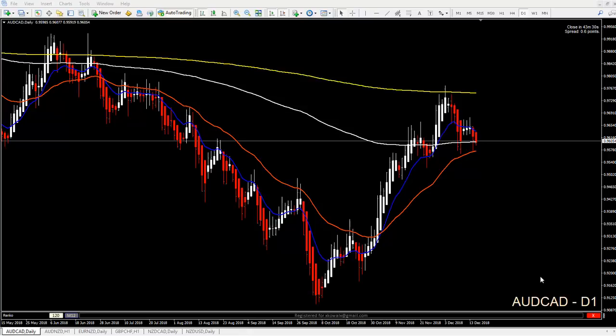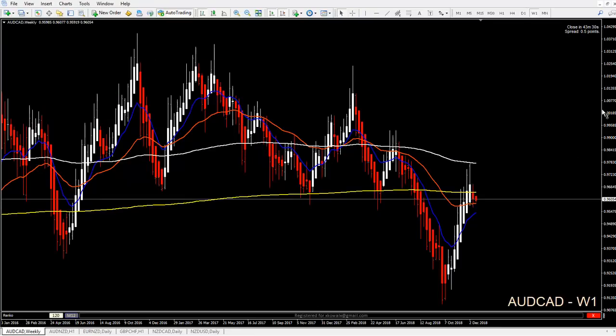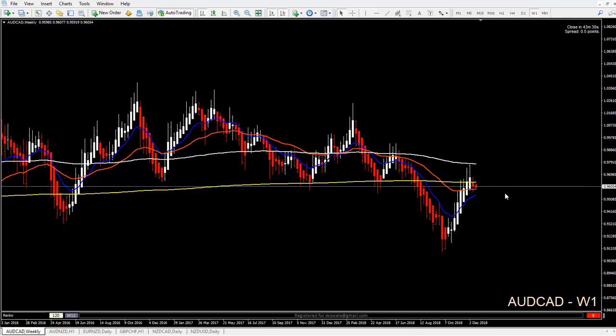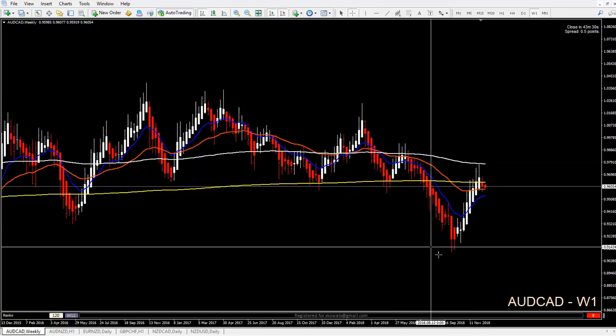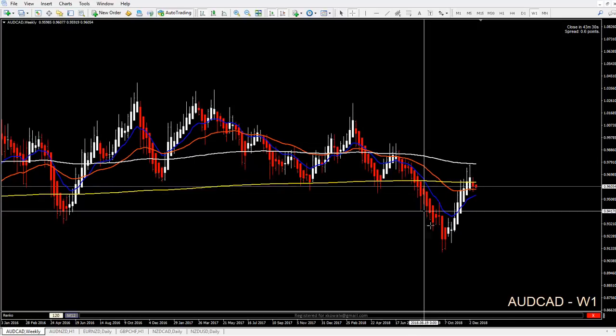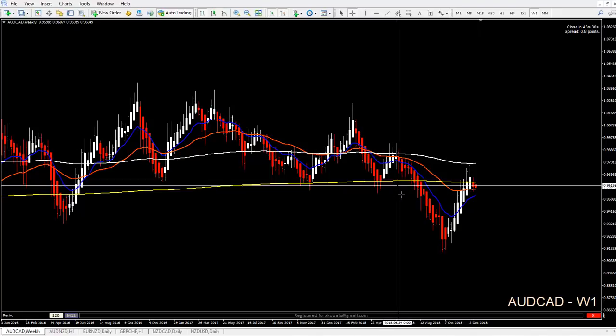This is the Aussie CAD, daily time frame. Of course, we do top-down approach first, so we check the higher time frame. What we see on the weekly time frame, price is still making lower lows and lower highs, so the pressure is still for the short entries.